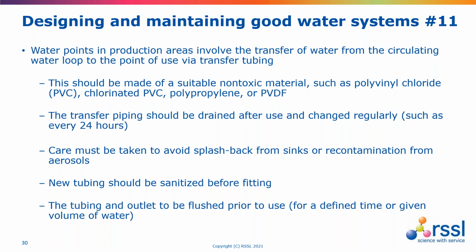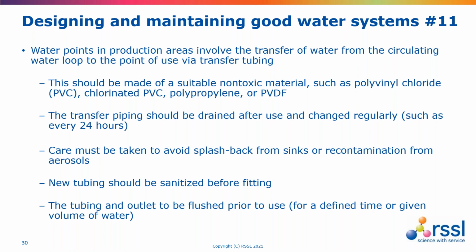The first thing is the transfer piping or tubing. That should be made of a non-toxic material, because we don't want to go to the trouble of purifying water and then adding toxins, leachables from the tubing, that might then enter the product. In terms of microbial controls, it's important that the transfer tubing is drained after use and hung up, so detached from the outlet. It should be changed regularly, using tubing that has undergone some form of sanitization, like autoclaving.